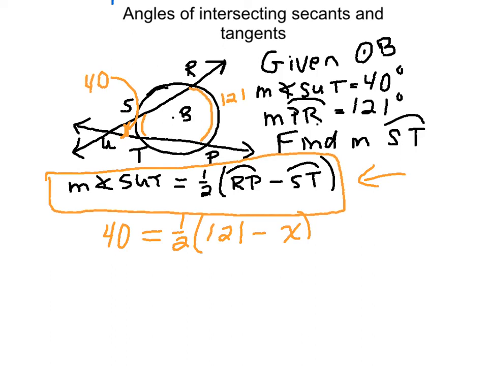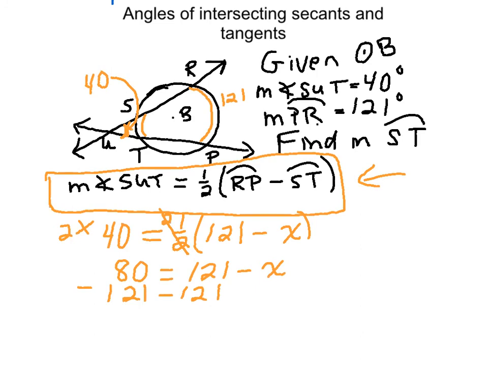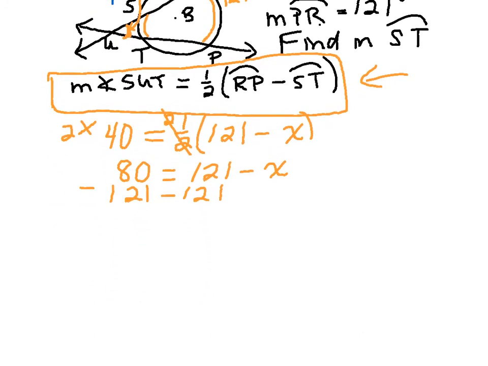The first thing I would do actually is get rid of the 1/2 by multiplying both sides by 2. I just like to get rid of the fractions right away if possible. So if I do that, they're going to cancel out. What I do to one side of the equation, I have to do to the other. So let's rewrite: 2 times 40 is 80. And now we just have 121 minus x. So let's subtract 121 from both sides. And I'm going to scroll up a wee bit. I'm running out of room.